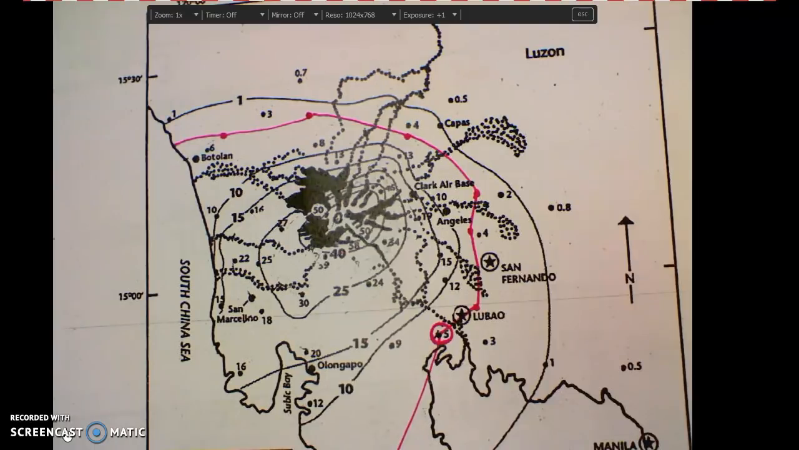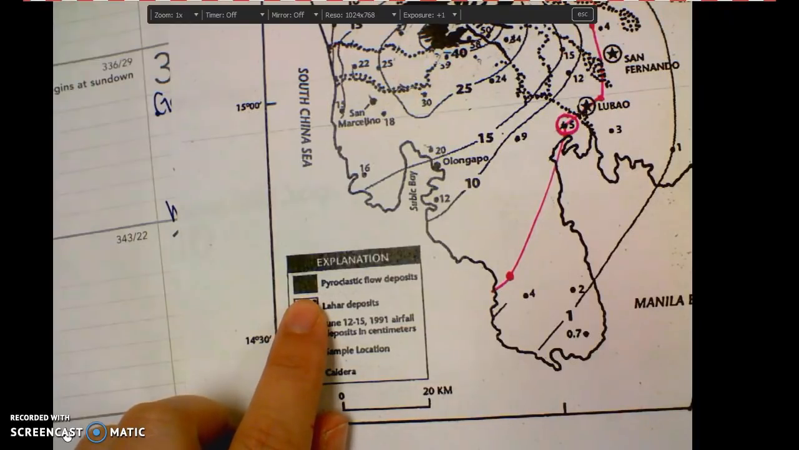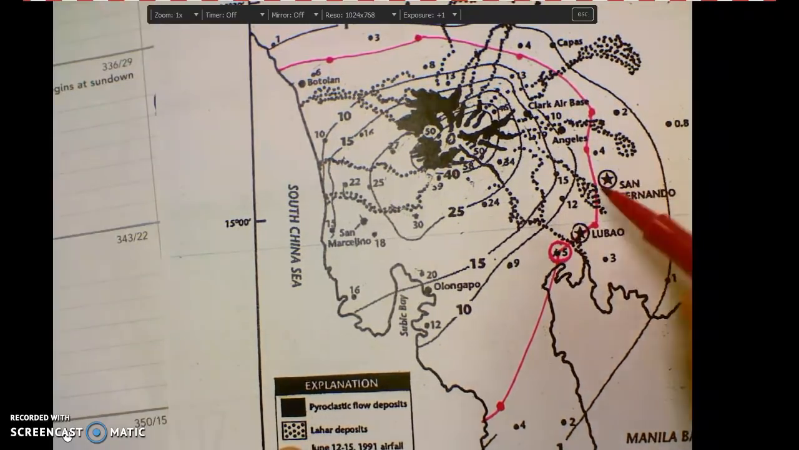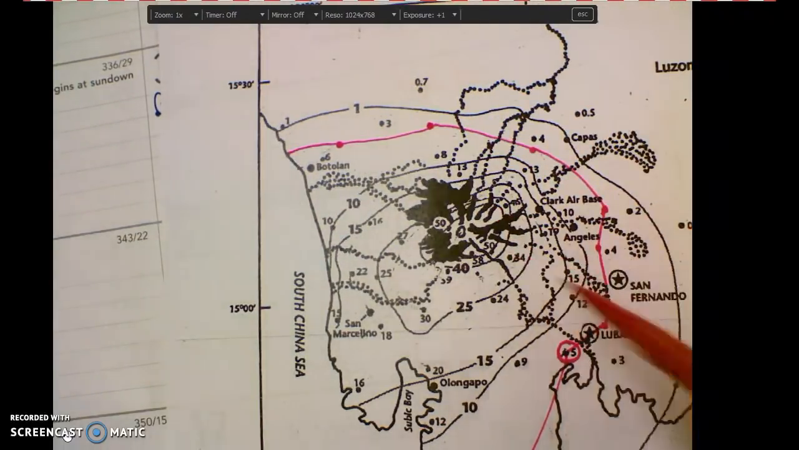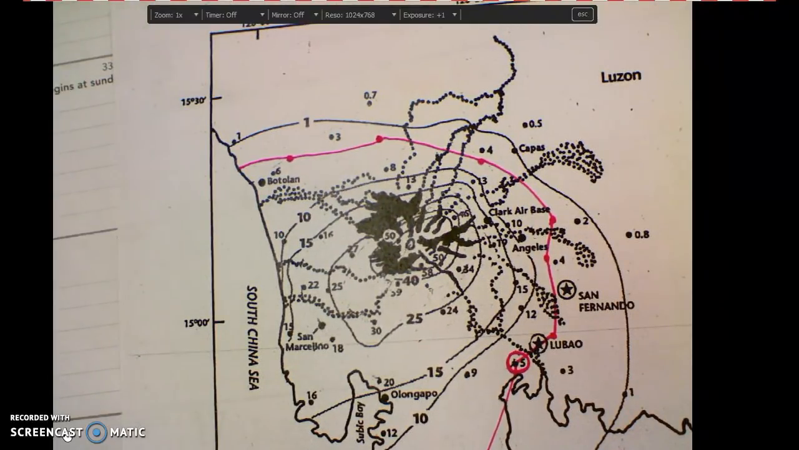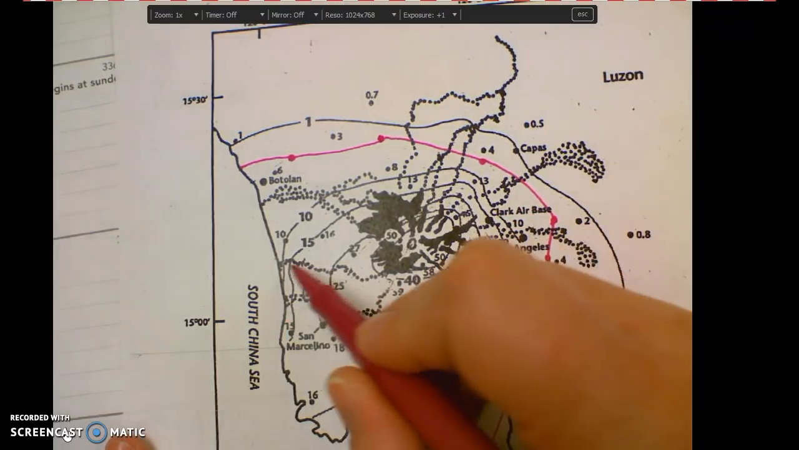The other features of the map that I'd like to point out are the keys down at the bottom. All of the black areas around the caldera are where the pyroclastic flows happened. Remember, those are hot clouds of ash and debris that are on fire coming out of the volcano. The little polka dots that you see coming down from the volcano are the lahars. Lahars, remember, are mud flows. It's when it rains or the snow on the top of the mountain melts, mixes with the ash, and the lahars tend to follow the river valleys.